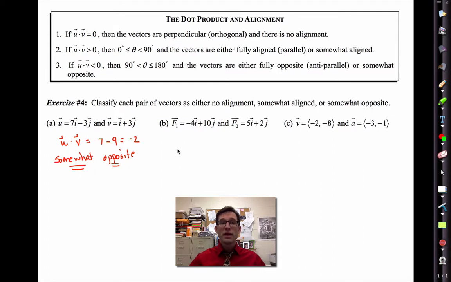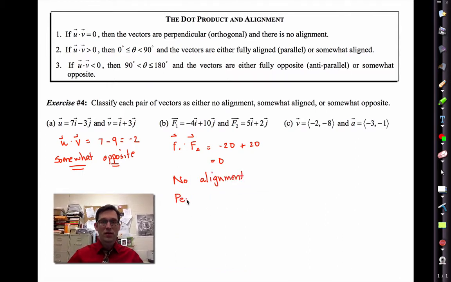Right. Letter B, if I do, let's say, force 1 dotted into force 2, well, I get -4 times 5 is -20. 10 times 2 is +20. That gives me 0. We can either say that there's no alignment, or even better, we can say that they're perpendicular.